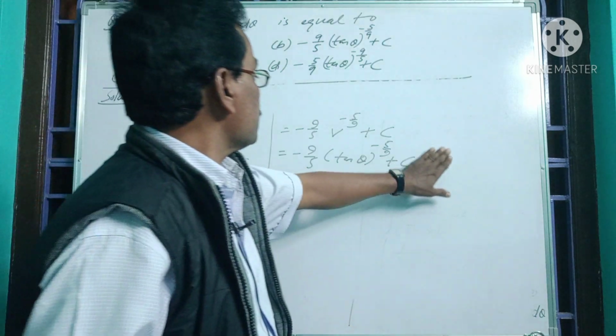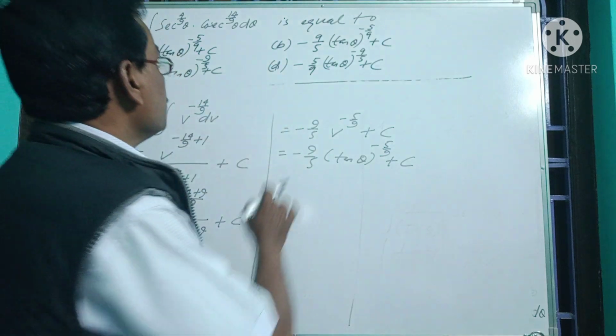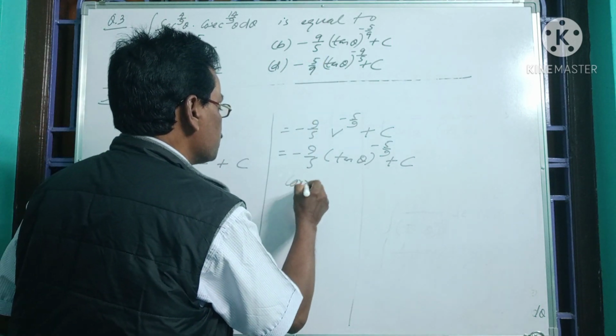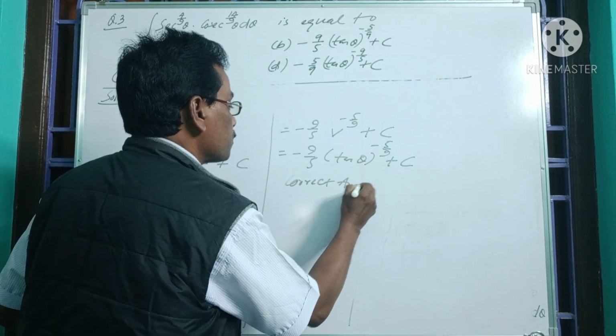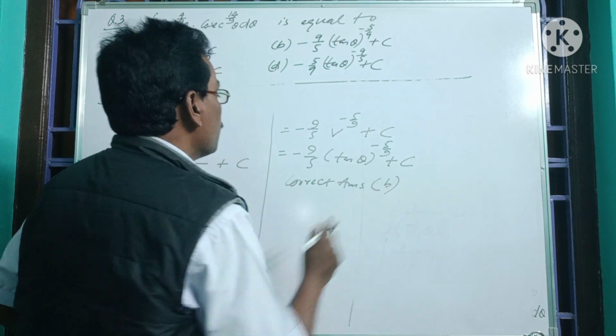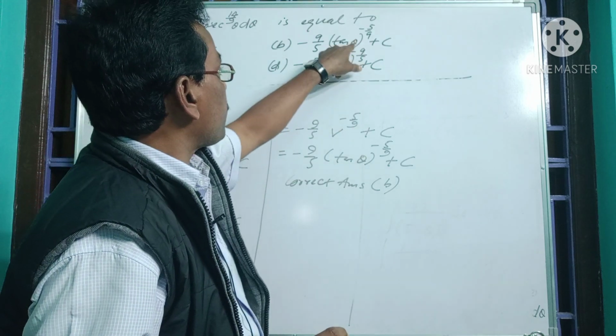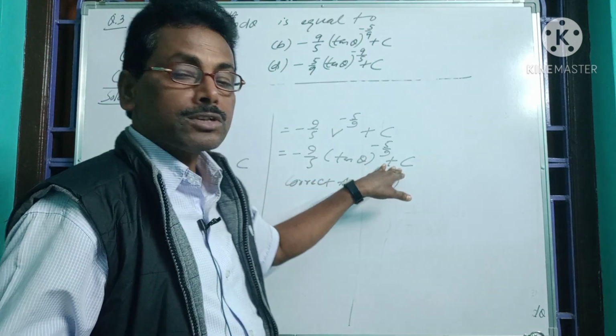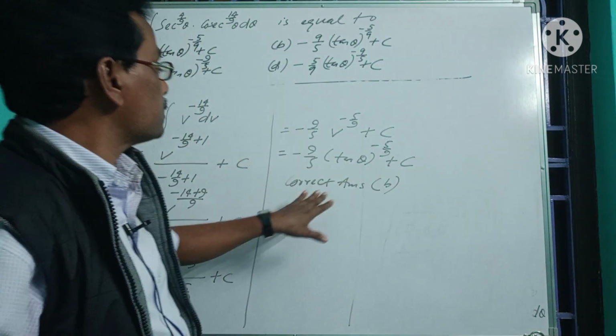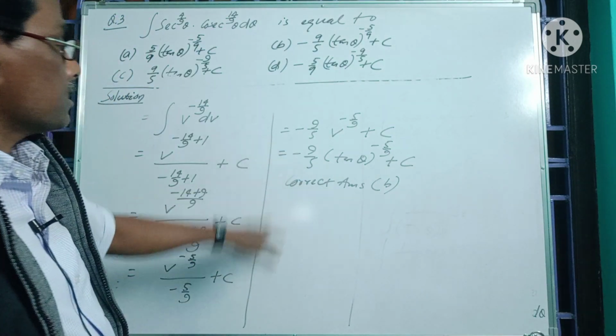Hence we got the result, that is the result B, the correct answer. So the correct answer is the option B, which is minus 9 by 5 into tan theta to the power minus 5 by 9 plus c, where c is the constant of integration. Hence in this process we completed the result.